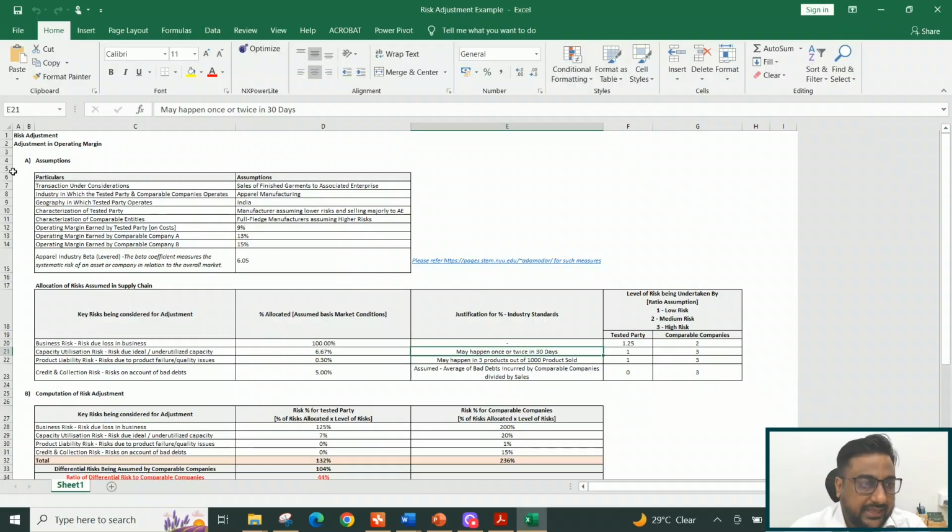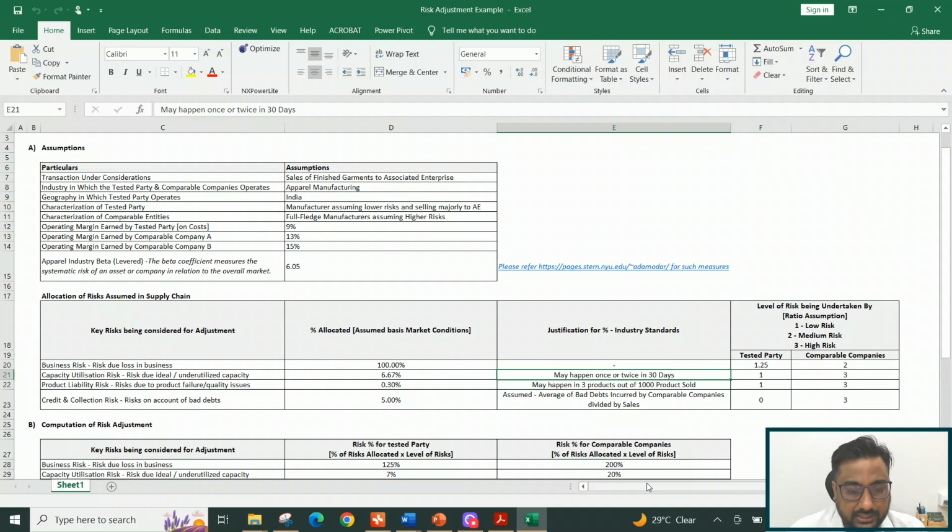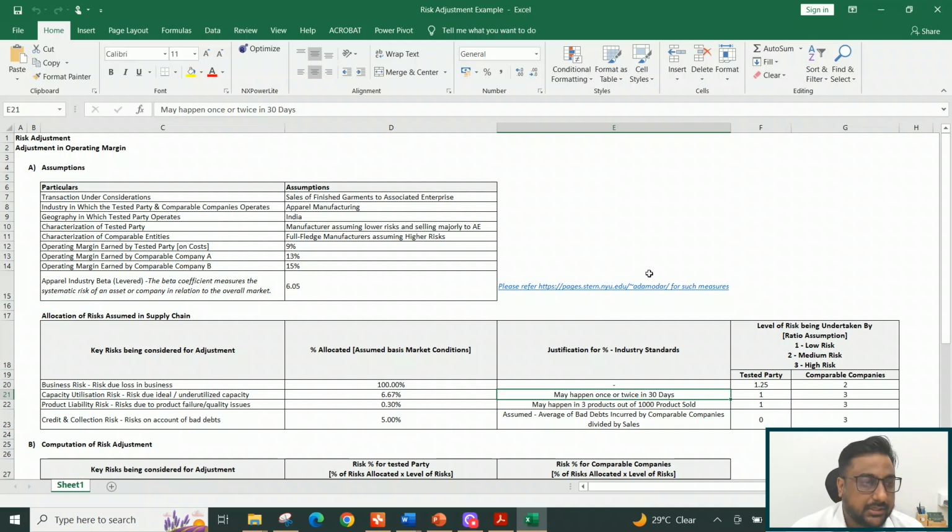Now, as you can see here, I have just devised one simple example. I have not taken very high or complex things. So now the transaction under consideration is that the tested party has sold some finished garments to the associated enterprise. The industry in which the tested party and comparable companies operate is apparel manufacturing. Then the geography in which the tested party operates is India, right? These are certain assumptions which I have made right now.